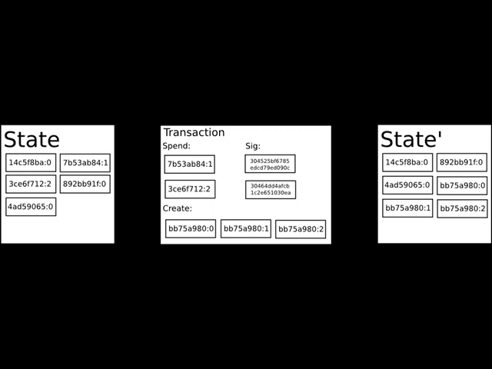In a standard banking system, for example, the state is a balance sheet, a transaction is a request to move $X from A to B, and the state transition function reduces the value of A's account by $X and increases the value of B's account by $X.